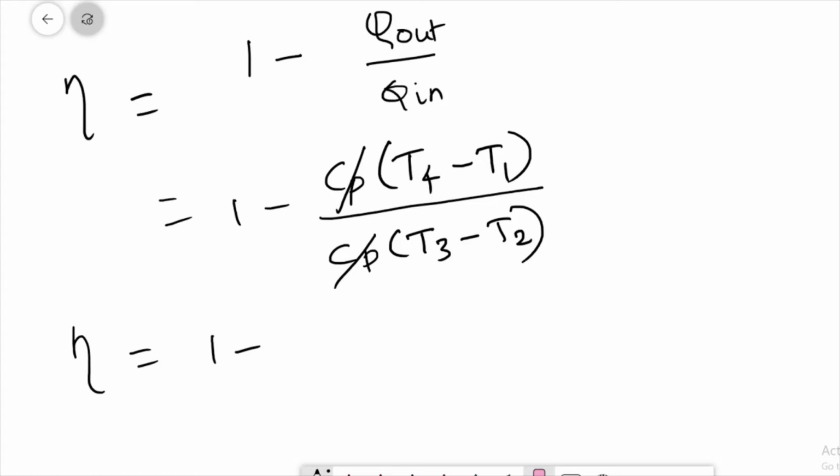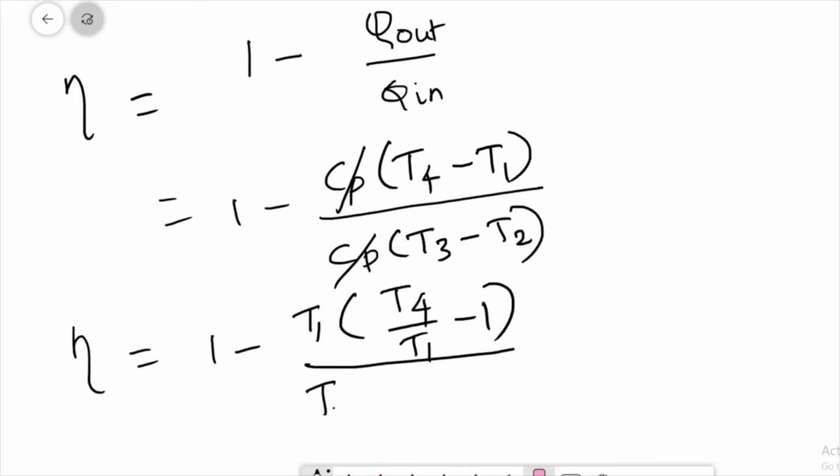So from here let us take T1 outside, and from the denominator let us take T2 outside. From the numerator I am taking T1 outside, it becomes T4 by T1 minus 1, divided by T2, and here we are taking T2 outside, so it is T3 by T2 minus 1. So this is a further simplification, and now again we need to simplify this further.